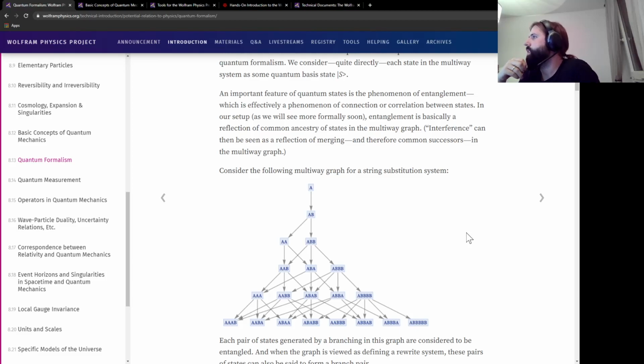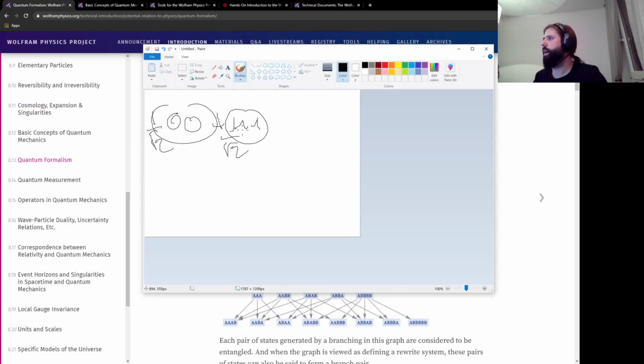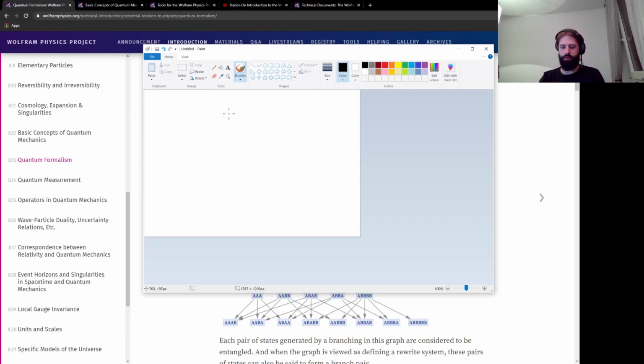And interference can be seen as a reflection of merging and therefore common successors in the multi-way graph. So that would be interference, in a way, yes, right? For example, going from AA to ABA and ABB to ABA. Because the way this happens is they both lead to the same state, and so they interfere. It's almost like saying, and I might be getting this totally wrong, but that's the point of learning here.